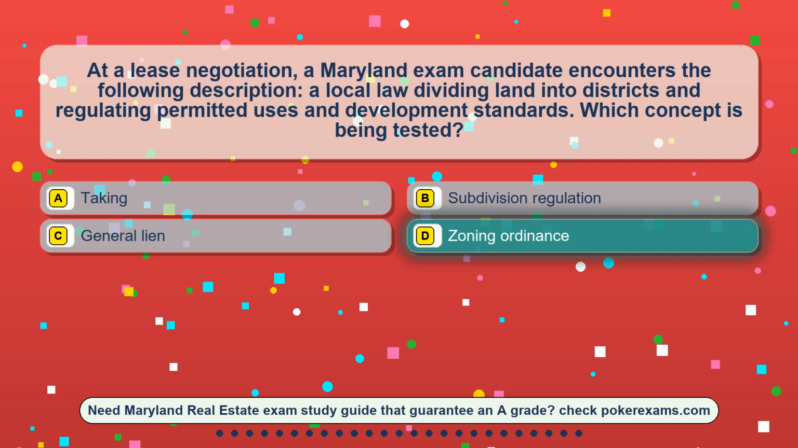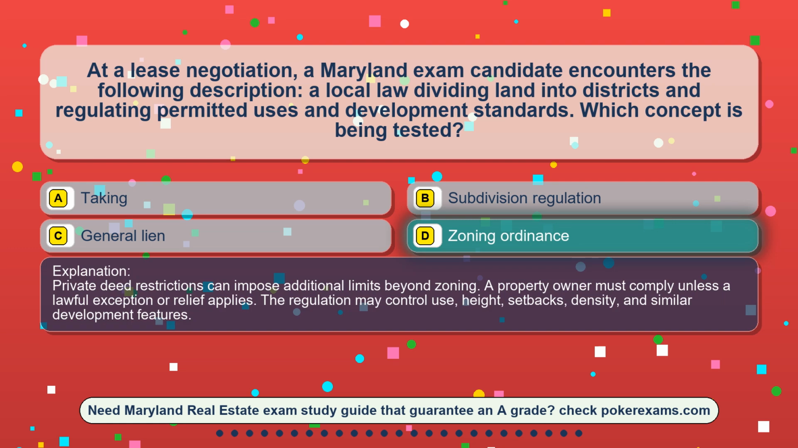The correct answer is option D, zoning ordinance. Private deed restrictions can impose additional limits beyond zoning. A property owner must comply unless a lawful exception or relief applies. The regulation may control use, height, setbacks, density, and similar development features.